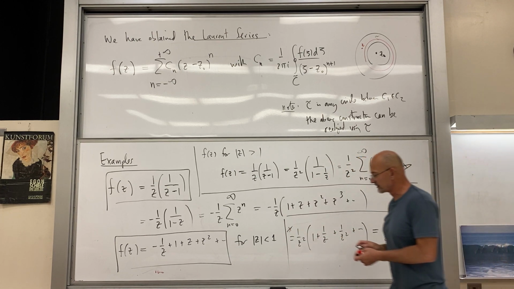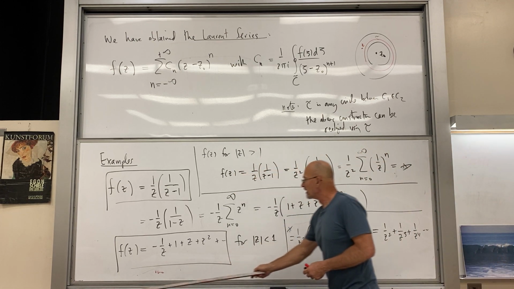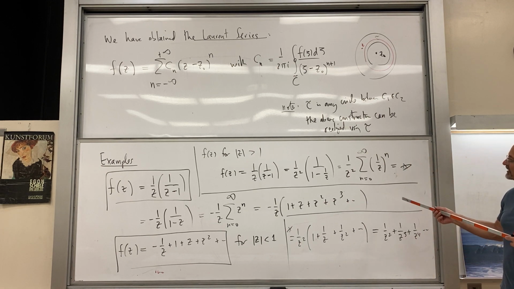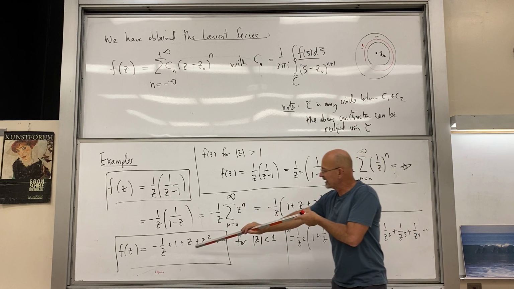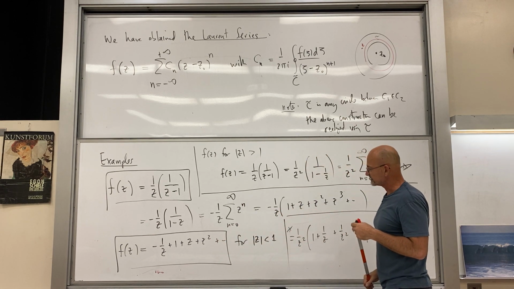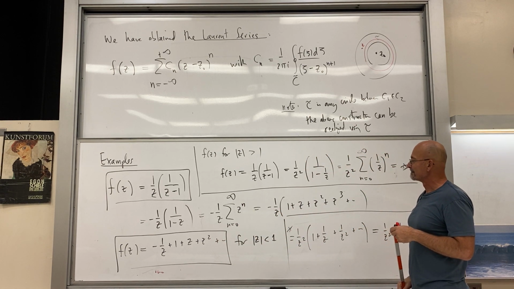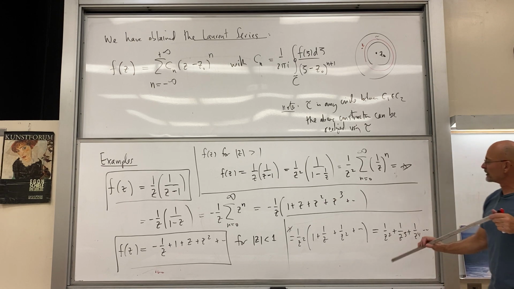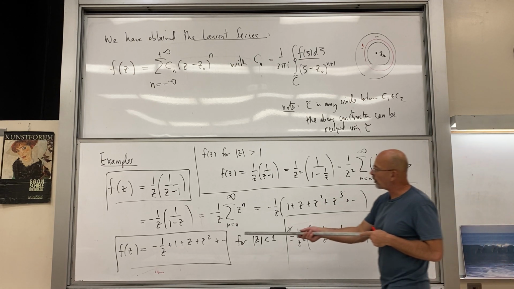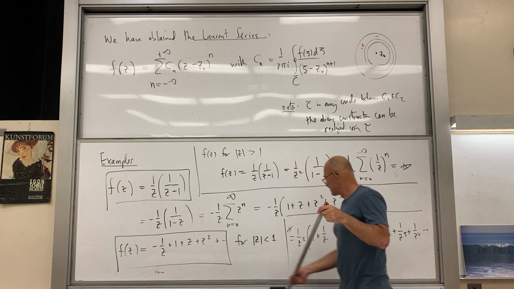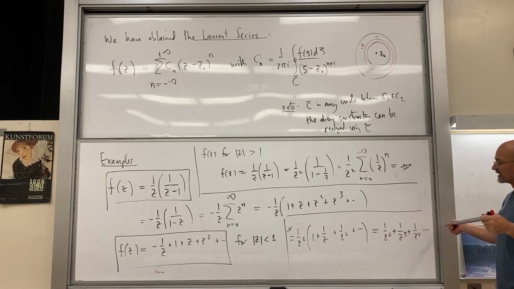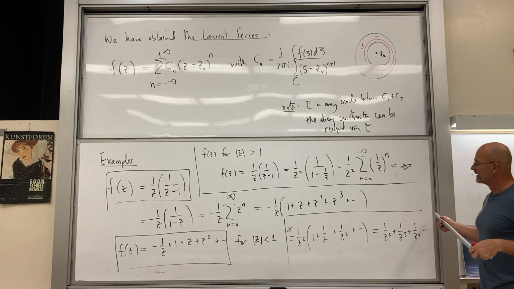You can see the very different appearance of them, but this again, this is for z outside the unit circle, and this is for z inside the unit circle. So they're both examples of the Laurent series. This one has that one pole. This one has all the infinite powers of that pole.